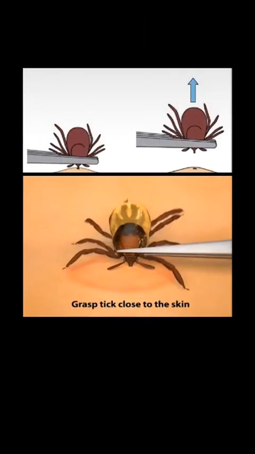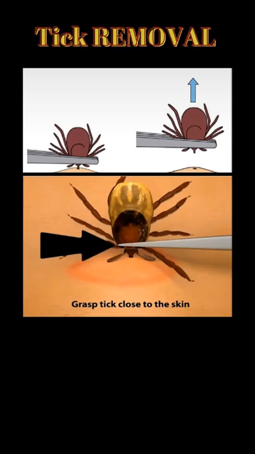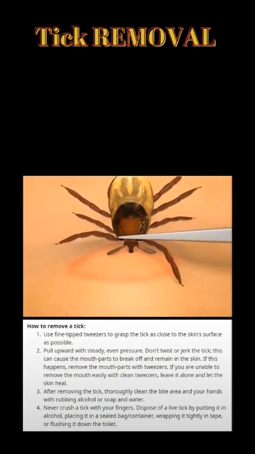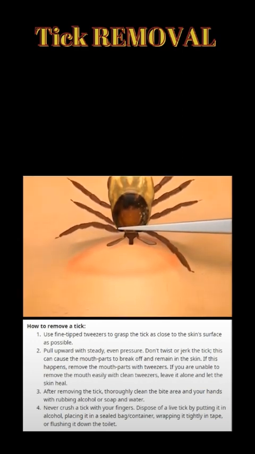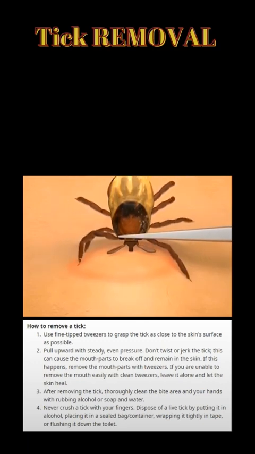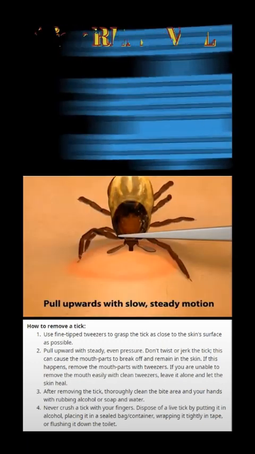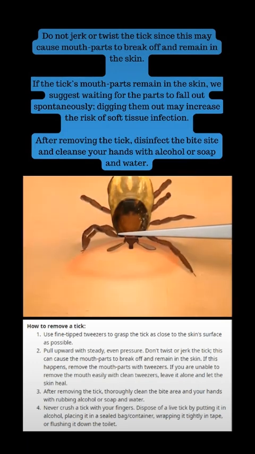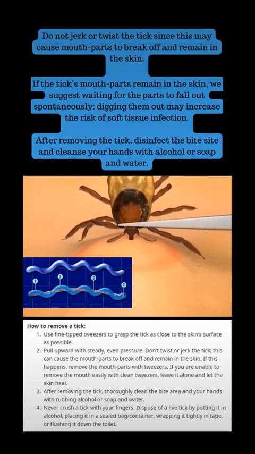The proper technique to remove a tick is to use fine-tipped tweezers to grasp the tick as close to the skin surface as possible. The tweezers should grasp the head of the tick and avoid compressing the tick's body. Then you pull straight up, gently but firmly, using steady pressure. Do not squeeze, crush, or puncture the body of the tick because its inside fluids may contain the infectious agents.